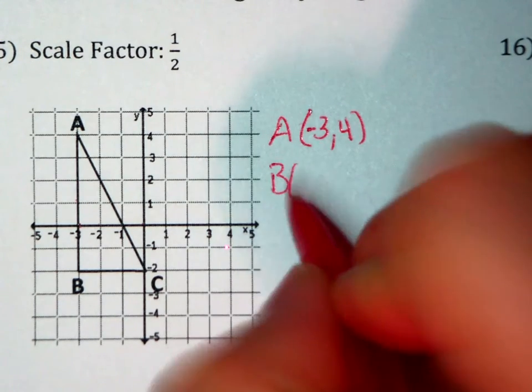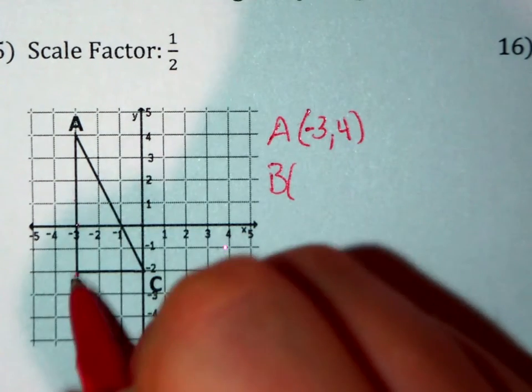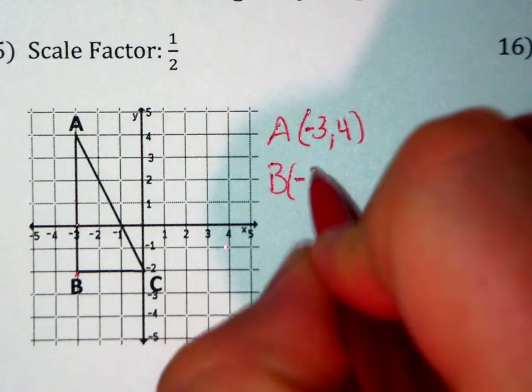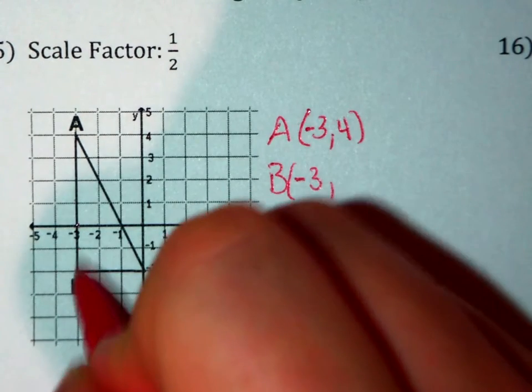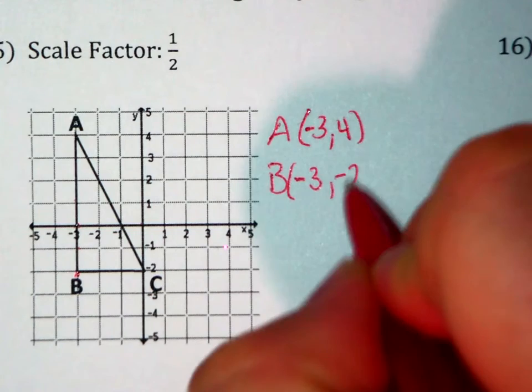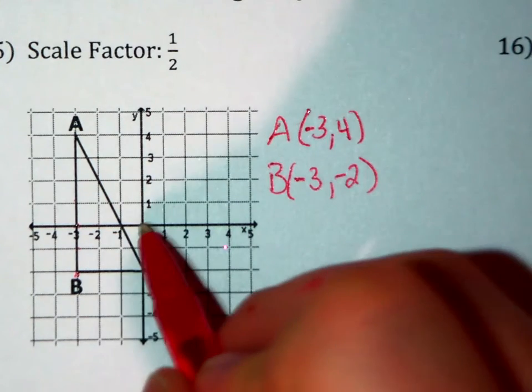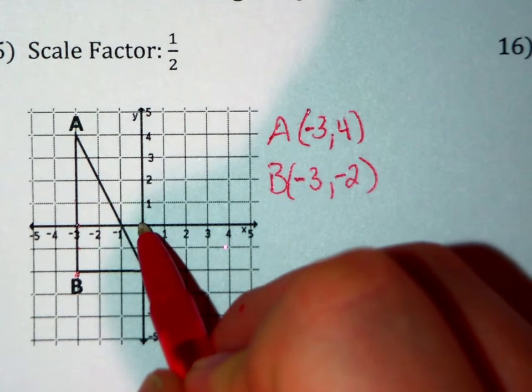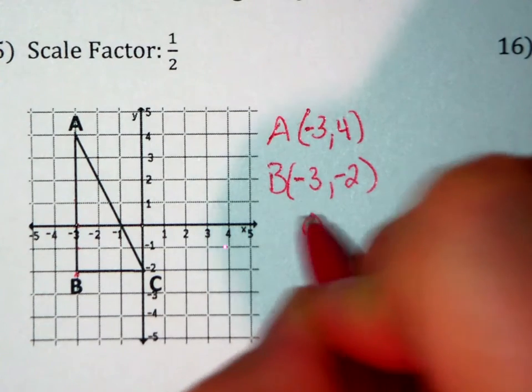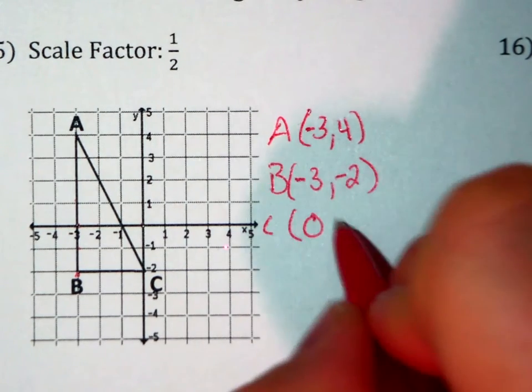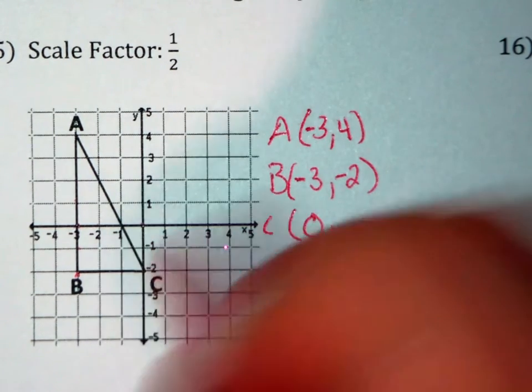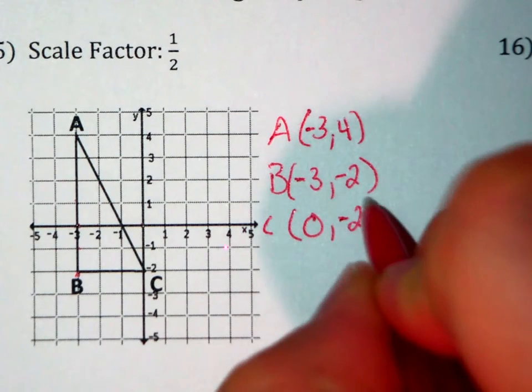Now let's find my coordinate pair for B. Again, that's at that same x point of negative 3. Negative 1, 2. Well, C doesn't move left or right at all, so that's just going to be an x value of 0. But it does move down 2, so a y value of negative 2.